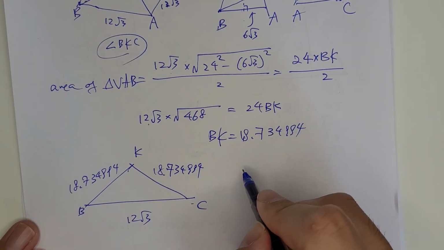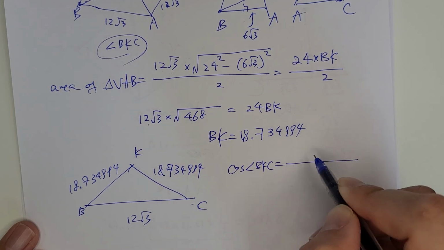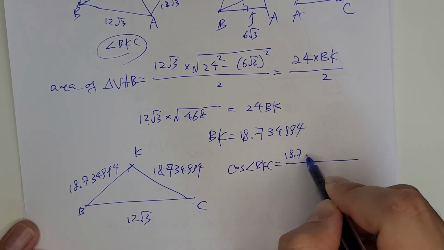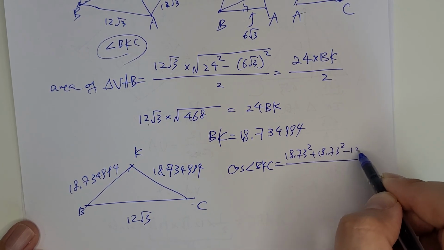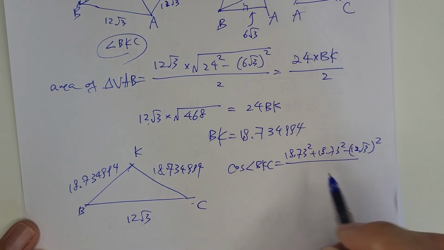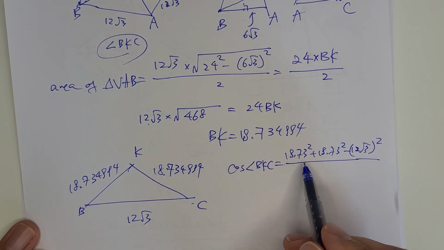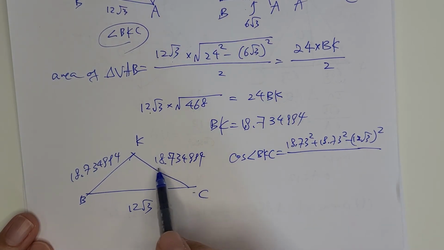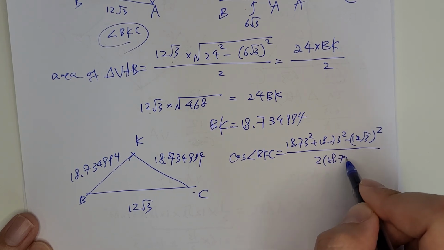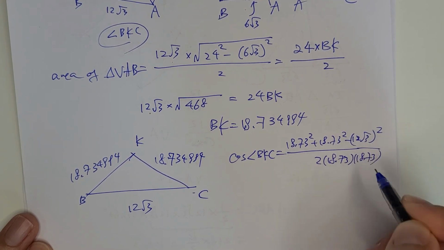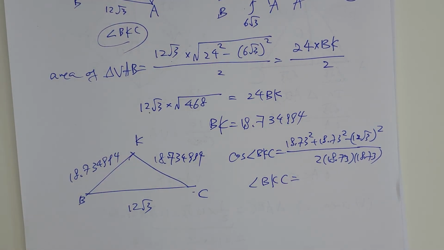You can just apply the cosine rule: cos of angle BKC equals 18.73 squared plus 18.73 squared minus (12√3) squared, over 2 times 18.73 times 18.73. Now of course you need to use all the digits to calculate. I just write down two decimal places, but you need to write down all of them and put it in the calculator. Quite long. Then you can find angle BKC. You can use one formula, put in all the numbers to get the final answer.